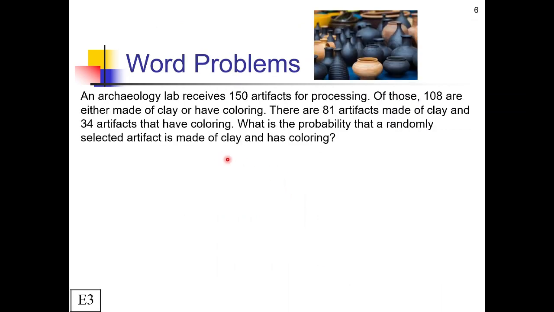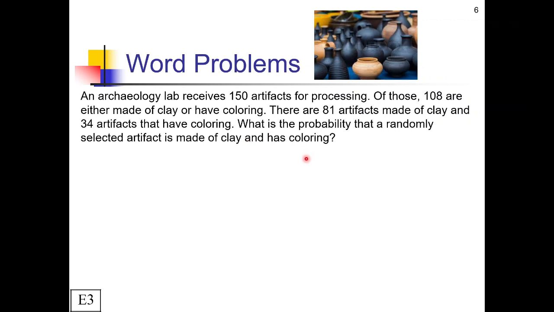On this next problem, we have an archaeology lab receiving 150 artifacts for processing. And of these, they're telling us 108 are made of clay or have coloring. 81 artifacts are made of clay. 34 have coloring. We want the probability that a randomly picked artifact has both, made of clay and has coloring.